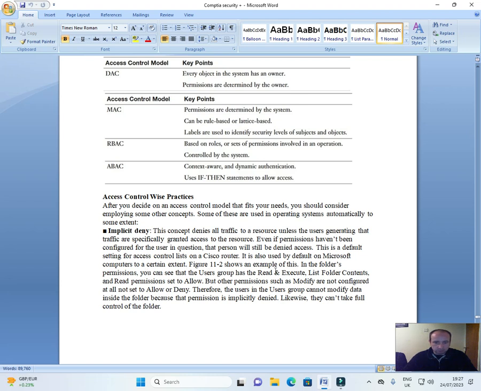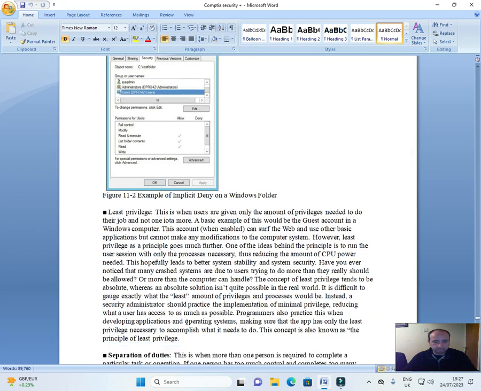Figure 11.2 shows an example of this. In the folder's permissions, you can see that the users group has the read and execute, list folder contents, and read permissions set to allow, but other permissions such as modify are not configured at all, not set to allow or deny. Therefore, users in the users group cannot modify data inside the folder because that permission is implicitly denied. Likewise, they can't take full control of the folder.